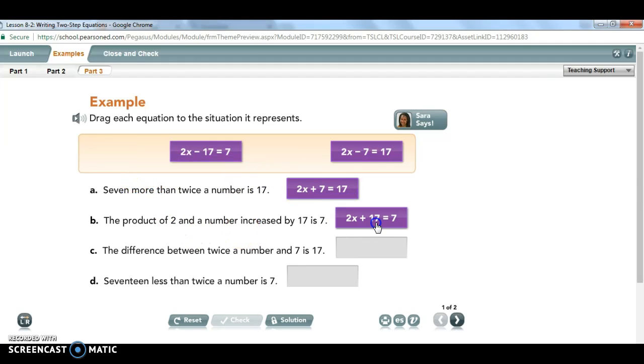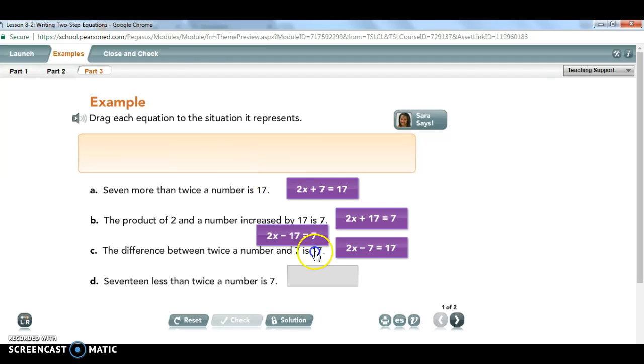Here's the correct answer. So we'll move on to C. The difference between twice a number and 7 is 17. The correct answer is 2x minus 7 equals 17, which means the last one, 17 less than twice a number is 7, is this one right here.